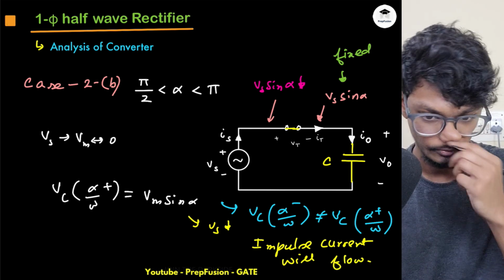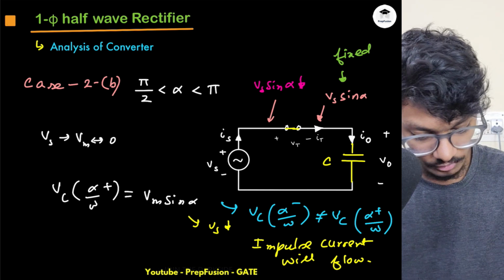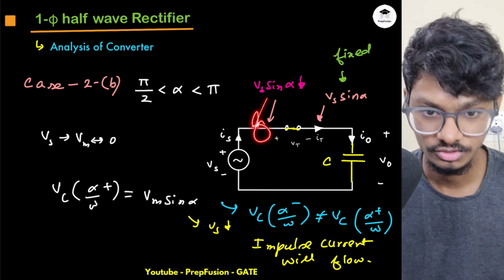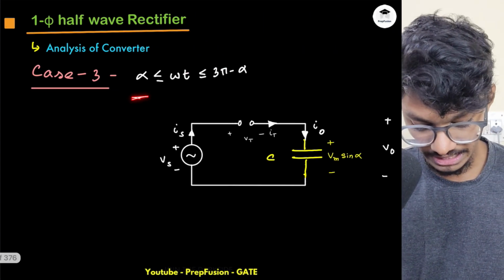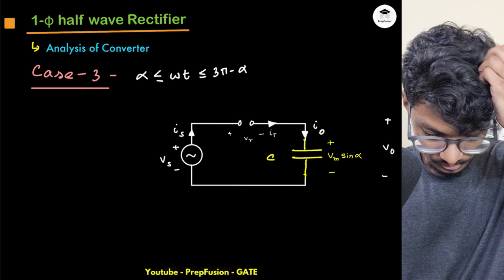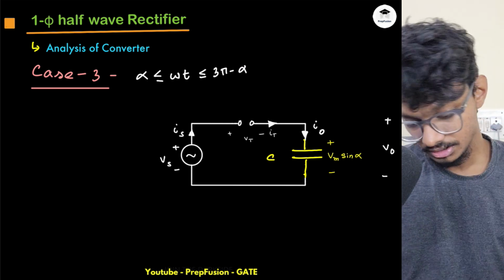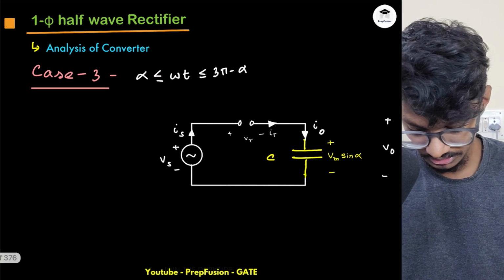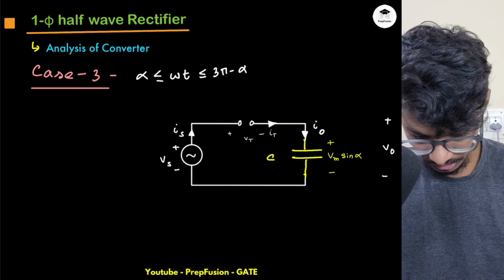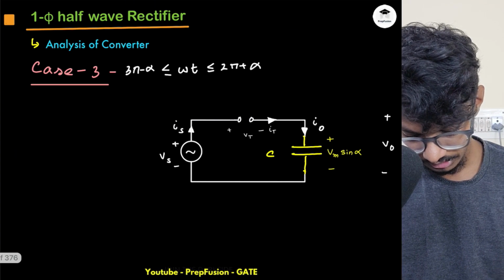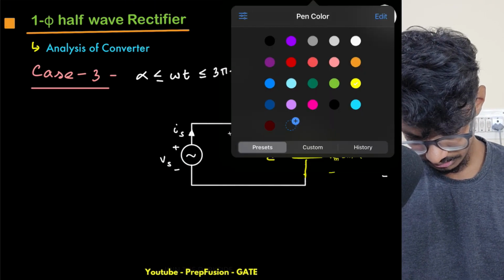Okay, an impulse current will flow and it will instantly charge, and then the SCR will be instantly turned off after that because this node voltage is reducing only. So between alpha and 3 pi minus alpha, what does this mean? This means basically at the starting of this sinusoid. So if I draw the sinusoid, like here, I think I have drawn, okay, I haven't drawn it here. Okay, I will draw it here again.